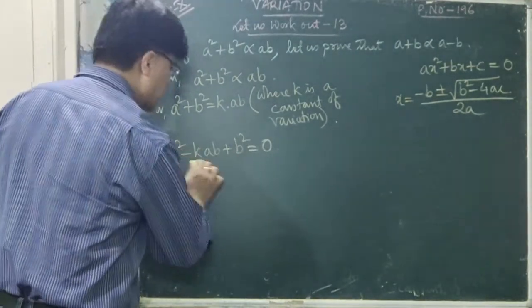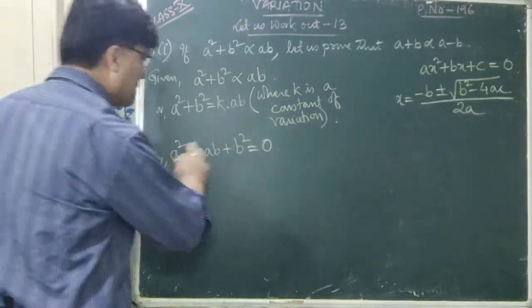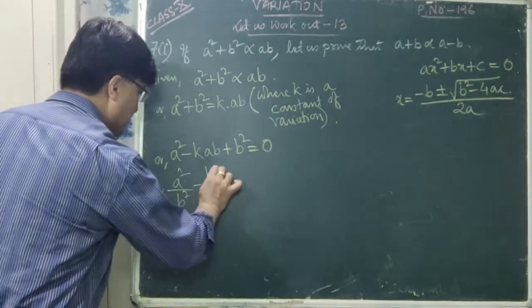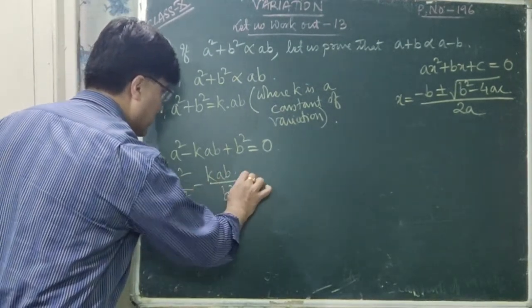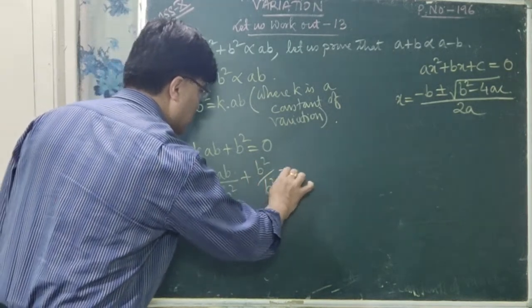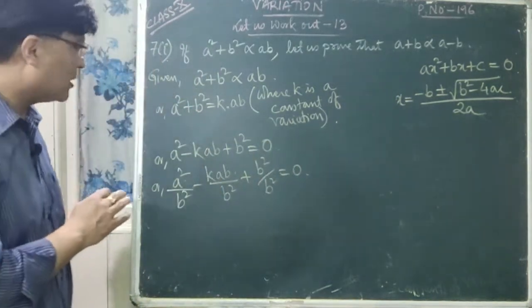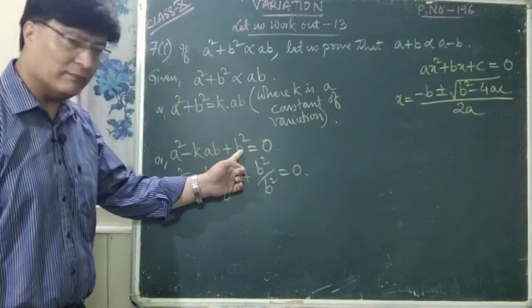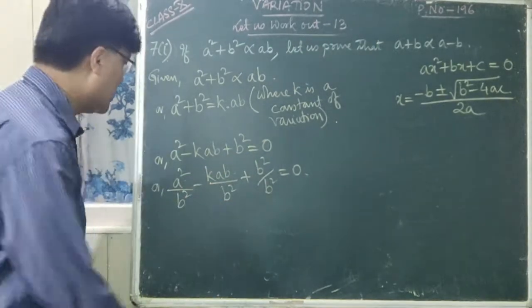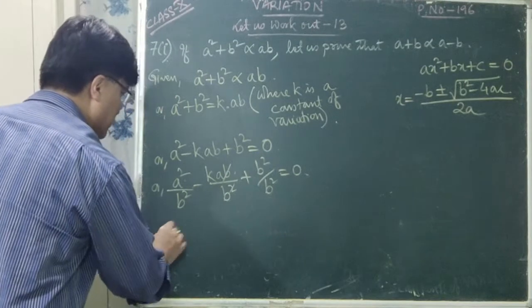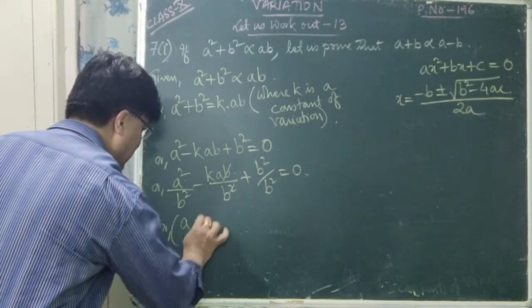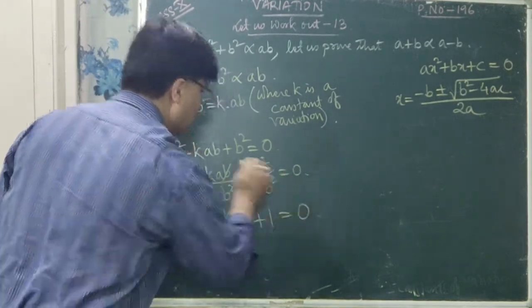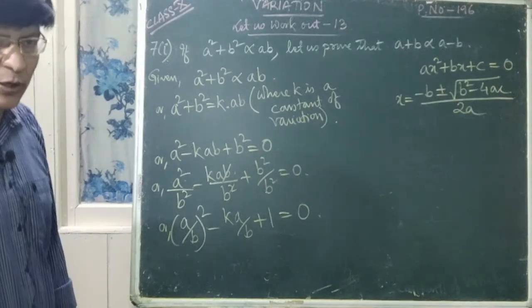So let us change it into quadratic equation form. Let us divide both the sides by b square here. So this is a square by b square minus kab divided by b square plus b square divided by b square is equal to 0. We have divided both the sides by b square to make it 1, b square divided by b square is 1, right? So here you can cancel this b and square, and this will be (a by b) whole square minus ka by b plus 1 is equal to 0. Is that clear to all of you?